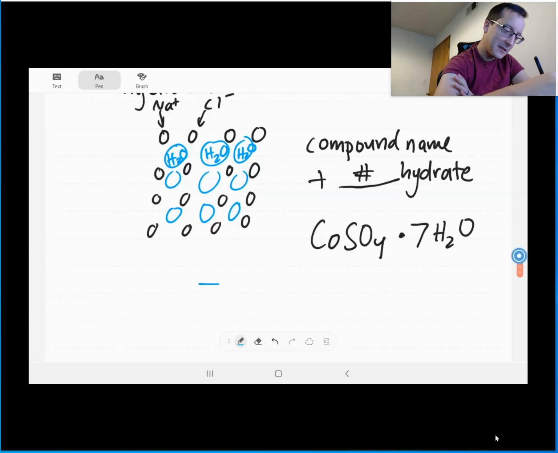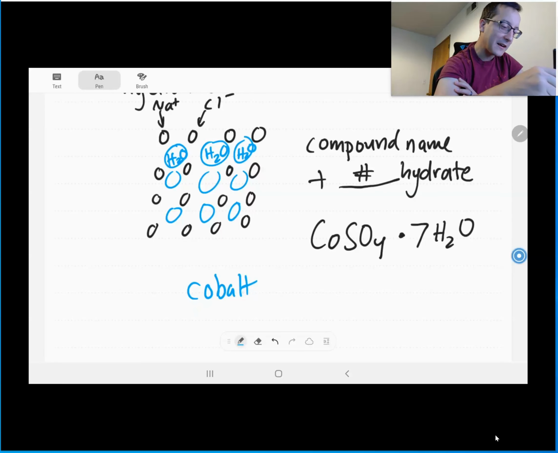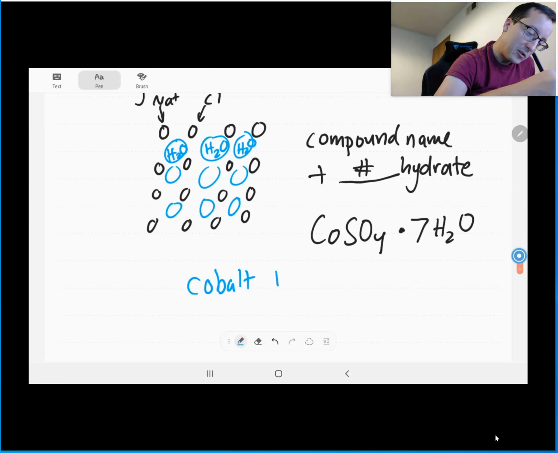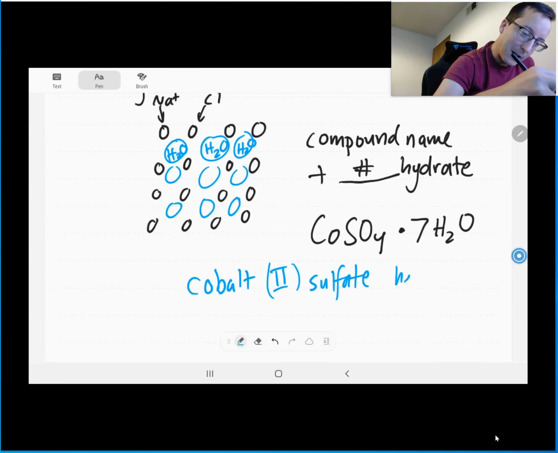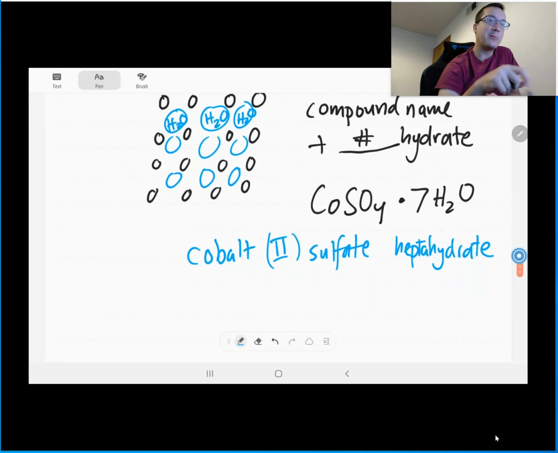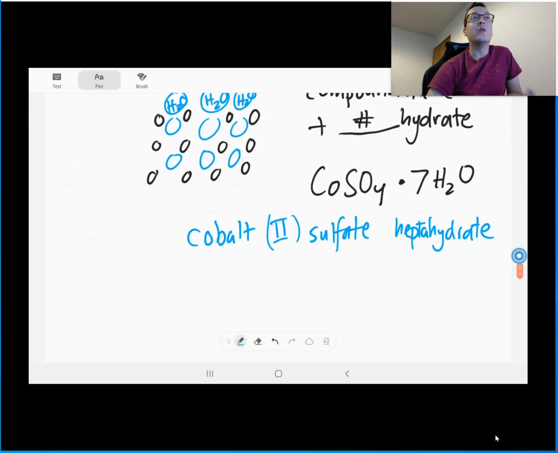Right. So this is cobalt. Sorry, you guys are going to think that's an H and you're going to yell at me. Okay, there. Cobalt 2 sulfate heptahydrate. Oops. Yes, so because cobalt is a transition metal, we have to indicate the charge of the cobalt. And you guys found that out because sulfate is -2, and since there are no subscripts involved in that formula, the cobalt also had to be +2.